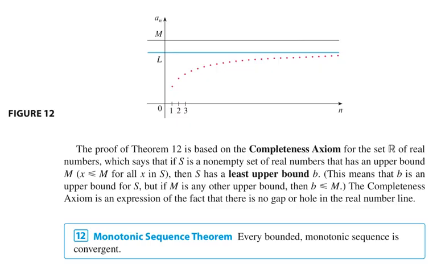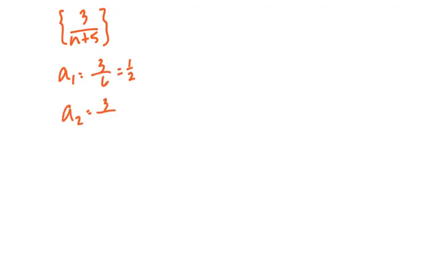Now, some of the problems say determine if it's increasing, decreasing, and I think we've handled all of the terms, but look at this sequence. It says 3 over n plus 5. So the first term, a sub 1, is 3 over 6, which is 1/2. A sub 2 is 3 over 2 plus 5, which is 3/7. A sub 3 is 3 over 3 plus 5, which is 3/8. A sub 4 is 3 over 4 plus 5, which is 3/9, or 1/3.